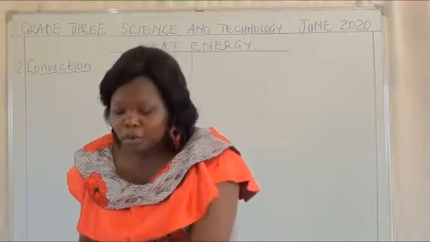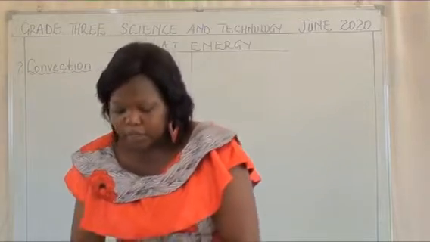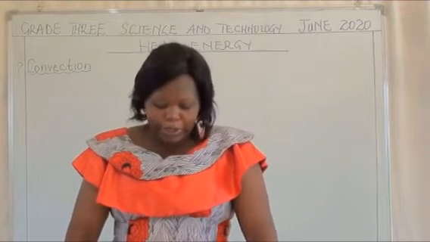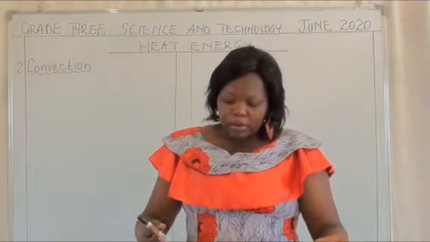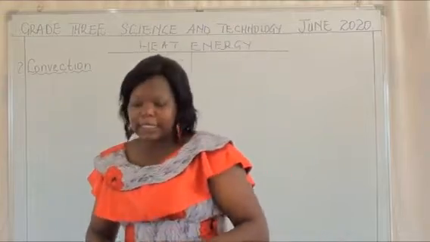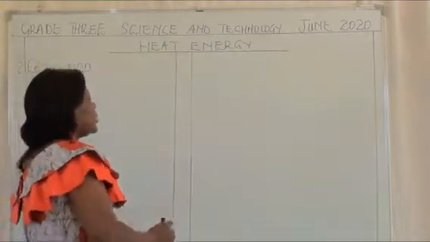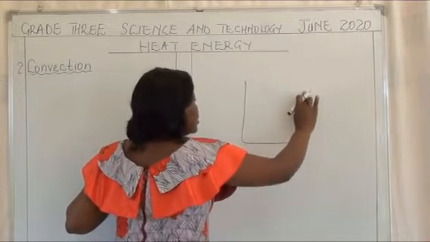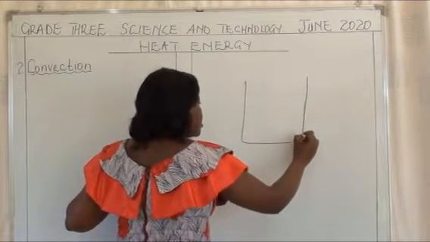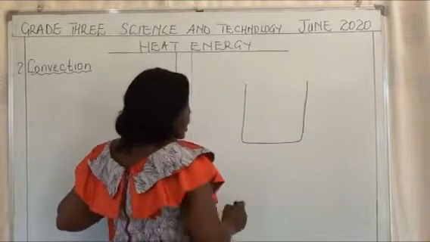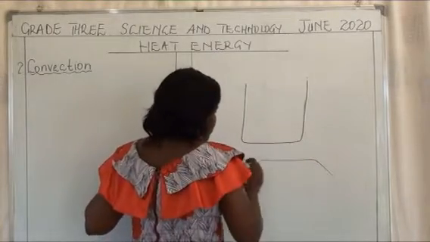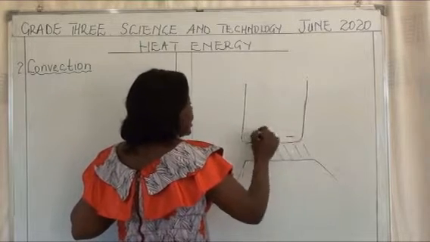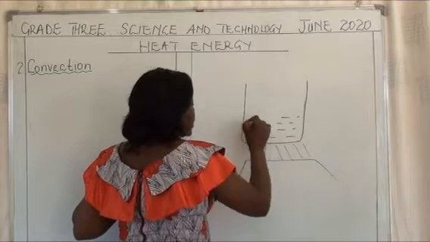But we cook blood, but we boil water. So how does heat travel in liquid? When water in a container is heated, I will give you a small diagram here. We are in the kitchen today. This is our sufuria, and this is our source of fire, and inside our container there is water.